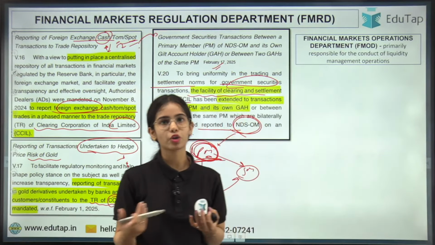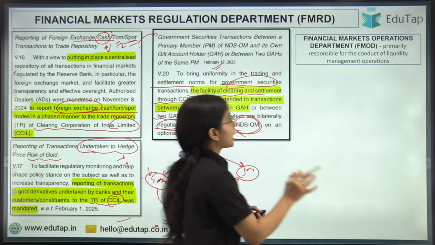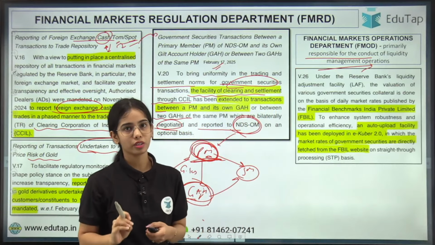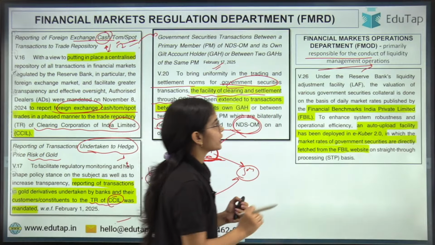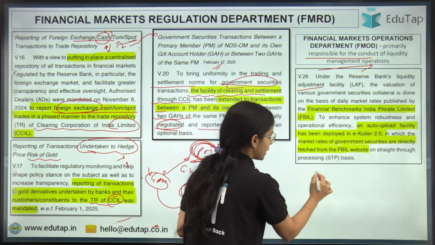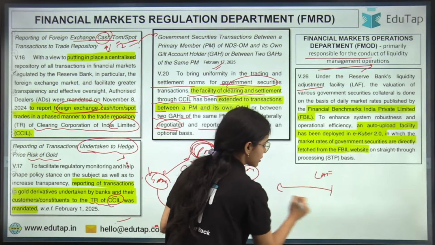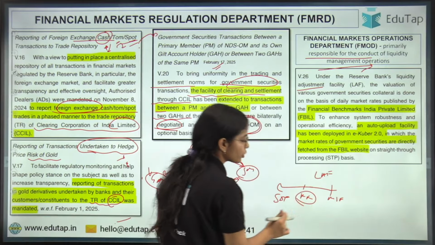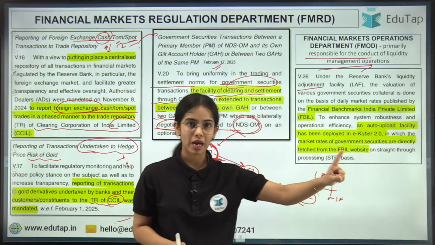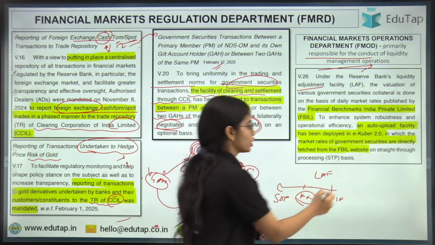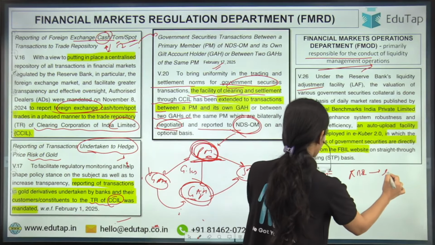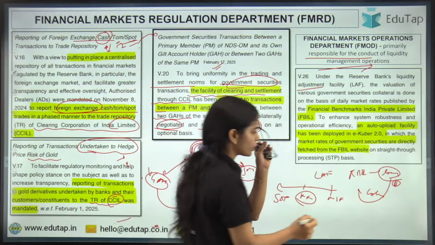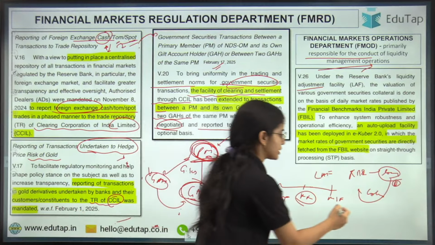Next point is that the Financial Markets Operations Department is primarily responsible for conducting the liquidity management operations. Under the Reserve Bank's liquidity adjustment facility, there is the standing deposit facility, the repo rate, and the marginal standing facility rate. Under the repo rate, the RBI is giving loans to the banks and taking collateral from the banks. The collateral is taken in the form of government securities.